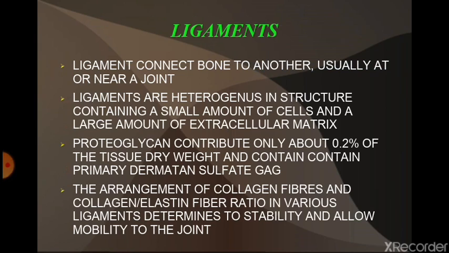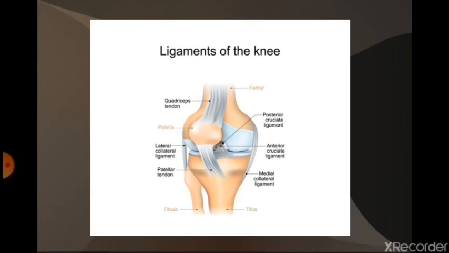Ligaments. Ligaments connect one bone to another, usually at or near a joint. Ligaments are heterogeneous in structure, containing a small amount of cells and a large amount of extracellular matrix. Proteoglycans contribute only about 0.2% of the tissue dry weight and contain primarily dermatan sulfate GAG. The arrangement of collagen fibers and the collagen-elastin fiber ratio in various ligaments determines the stability and allows mobility to the joint. This is an example of a ligament in a knee.